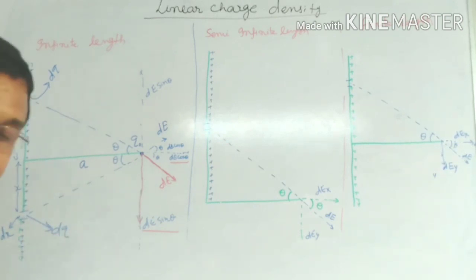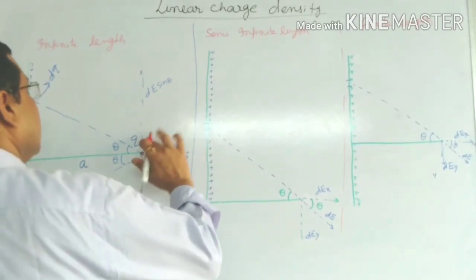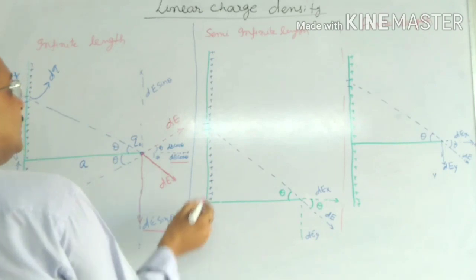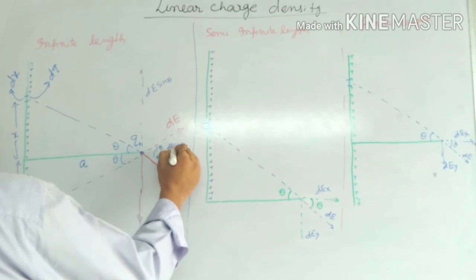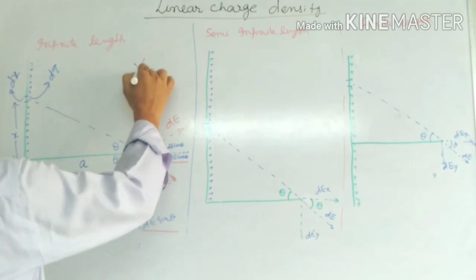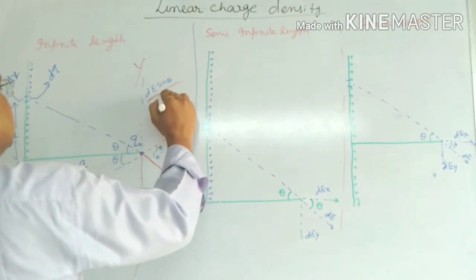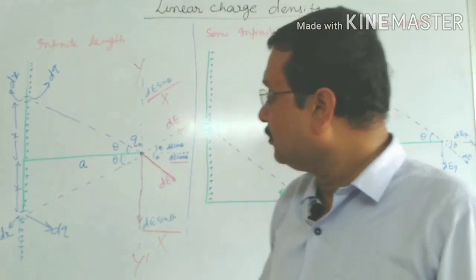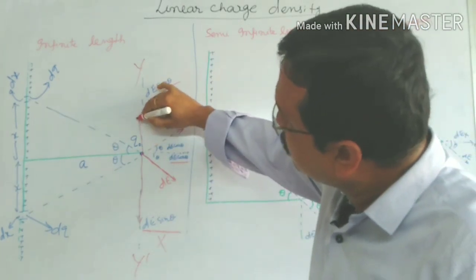So this dq will also apply a force dE in this direction on this q0, and it has two components. This angle is theta, so this one is also theta, so this one is dE cos theta, and this one is dE sin theta. Now on the y-axis, on the vertical plane, we can see that these two are equal in magnitude and opposite in direction, so they will cancel each other.